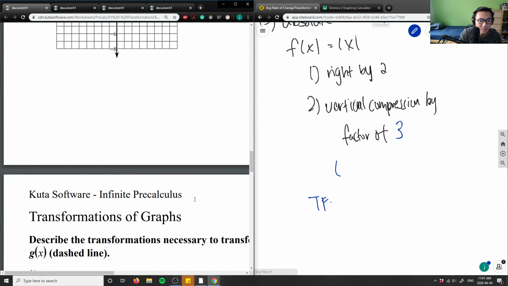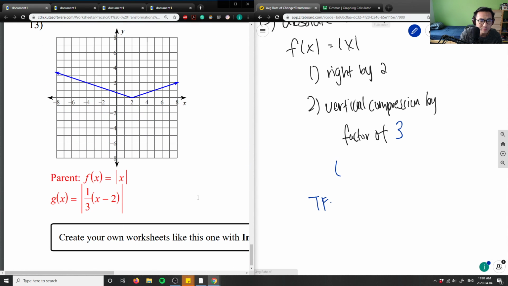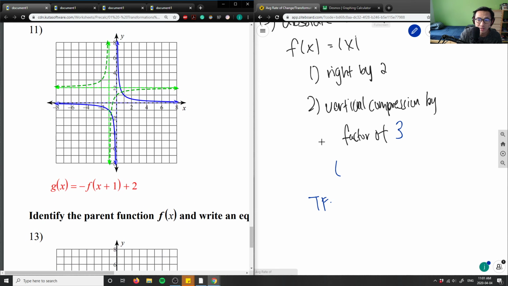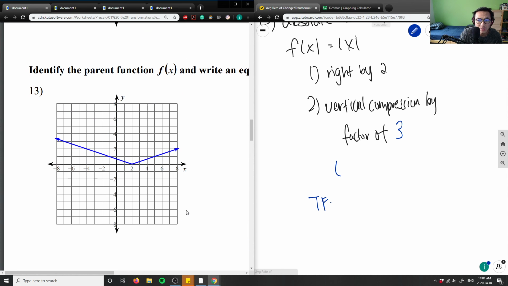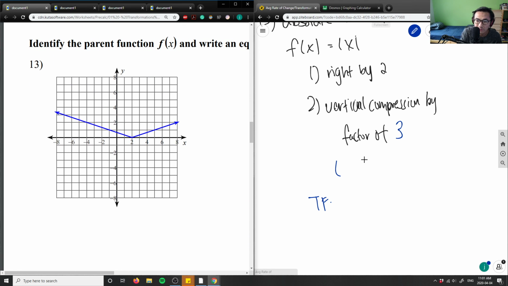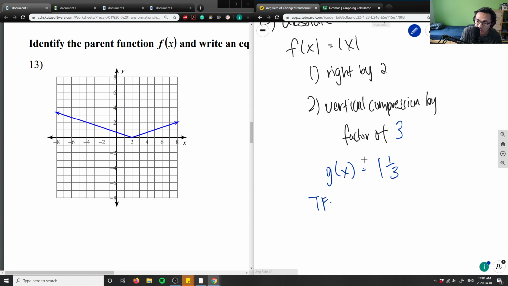Let me check my answers to see if I'm correct here. Yeah, so it's 1 over 3, right? So I'm correct. It states a vertical compression by a factor of 3. Remember, a stretch would have been 3x, but this is a vertical compression. So g of x would equal the absolute value of 1/3 x, and moving right by 2, which means this would be negative 2, applied to the entire function. So that's good for that one.